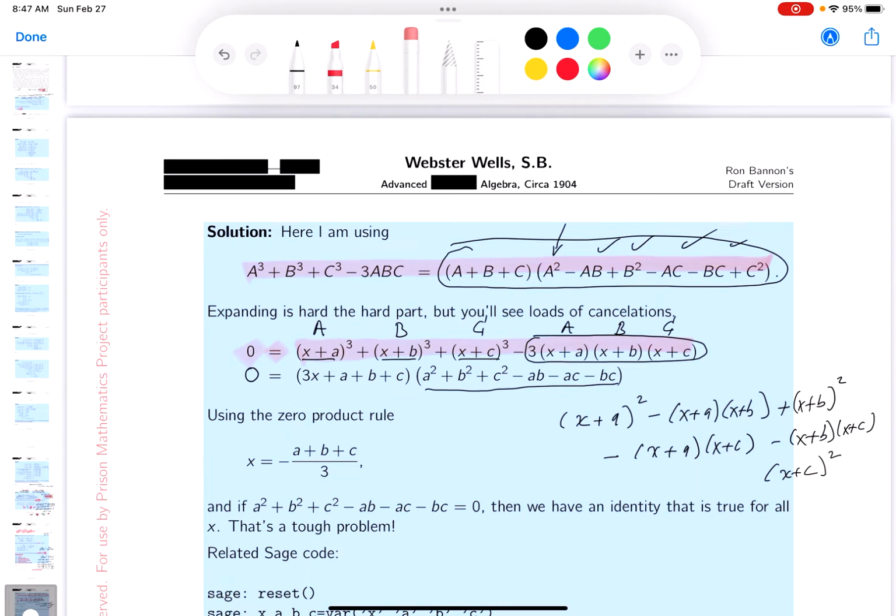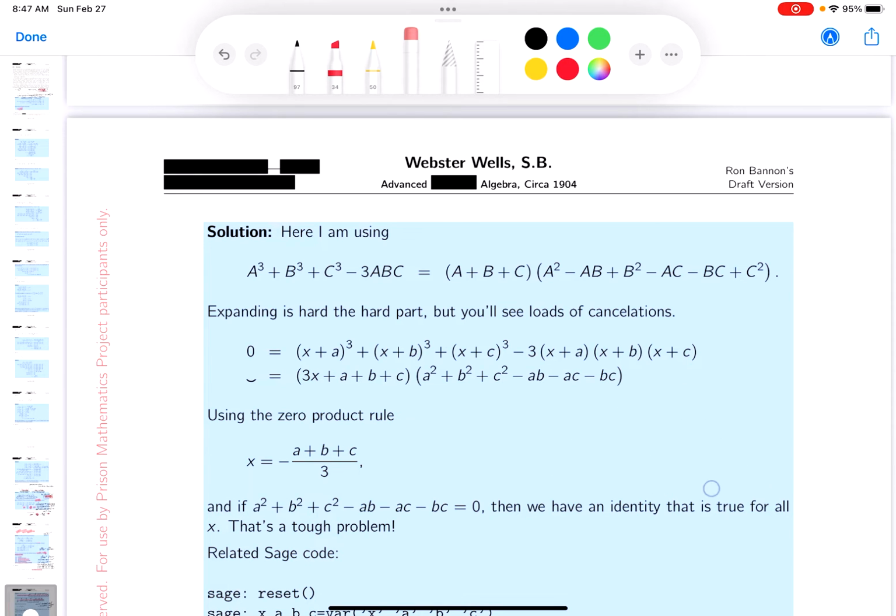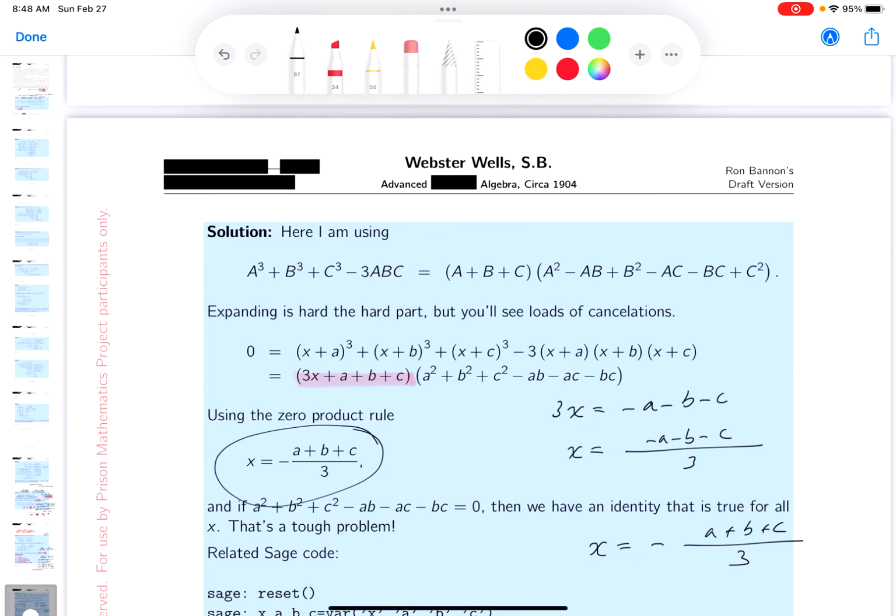Now, someone says, well, if you get there, what are you going to do now? I'm going to use the zero product rule. And remember, it has to do with the x. We're trying to solve for x. There's only one factor here that has an x in it. So what would you write down? You'd write down 3x equals minus a, minus b, minus c. Divide through by 3, you would get minus a, minus b, minus c over 3. Most people would factor a minus 1 out and say minus a plus b plus c over 3. And that's what's written over here.